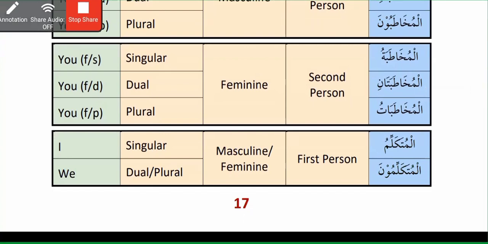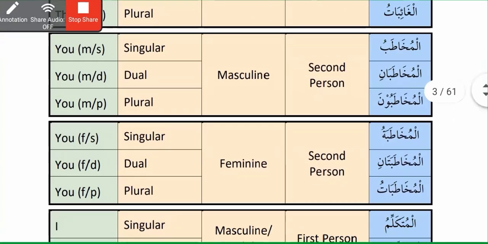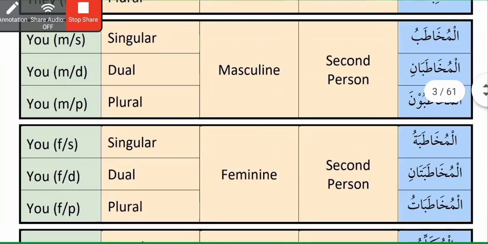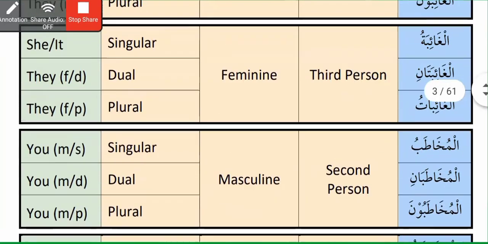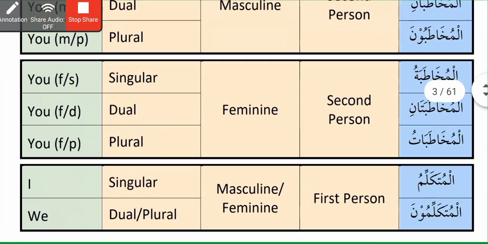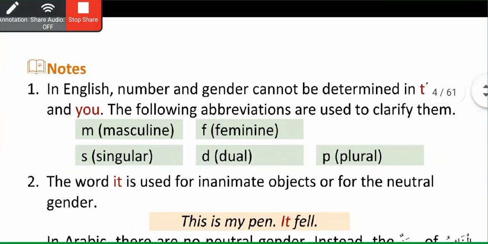Then for mutakallim, it is I and we, singular and dual. So mutakallim doesn't have six sighas like in this example. In the mukhatab's example, we have six sighas. Before that, in the ghaib examples, we have six sighas. But in mutakallim, we only have two sighas. So it makes 6 and 6, 12, and 2, 14 sighas. We have discussed this in much more detail.